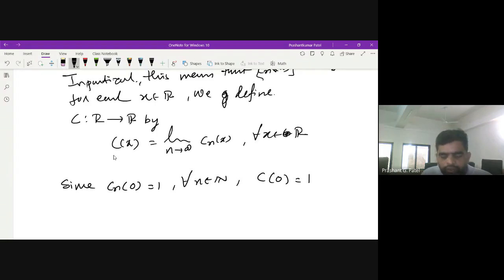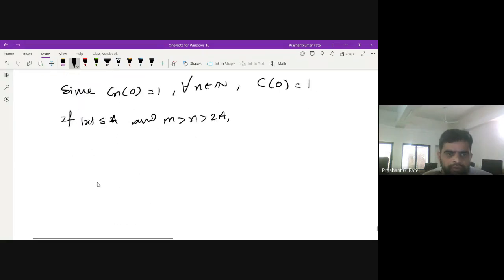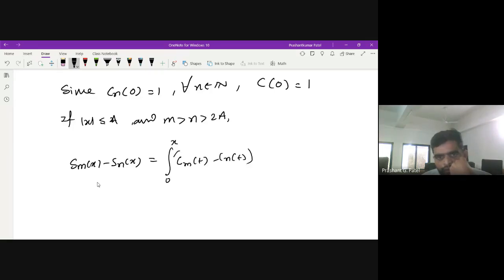For that, before that, we have to do uniform convergence for S. So if mod of x is less than or equal to a, and m is greater than n is greater than 2a, again we will use the concept of Cauchy's criterion, that is Cm(x) minus Cn(x), and the relation between these two, meaning S and C, is the integration of Cm of t minus Cn of t. You have this, and this is always true.